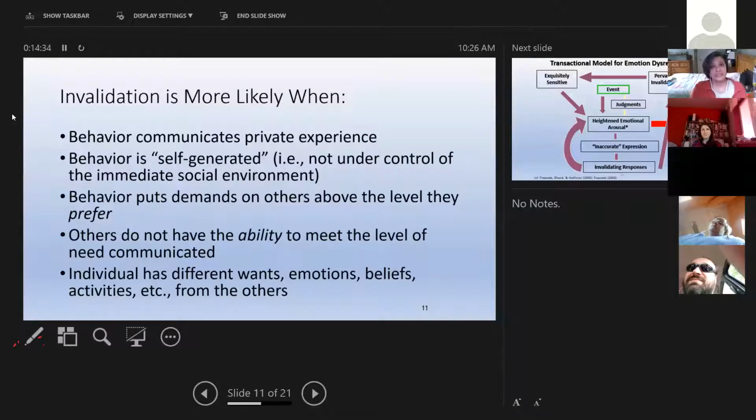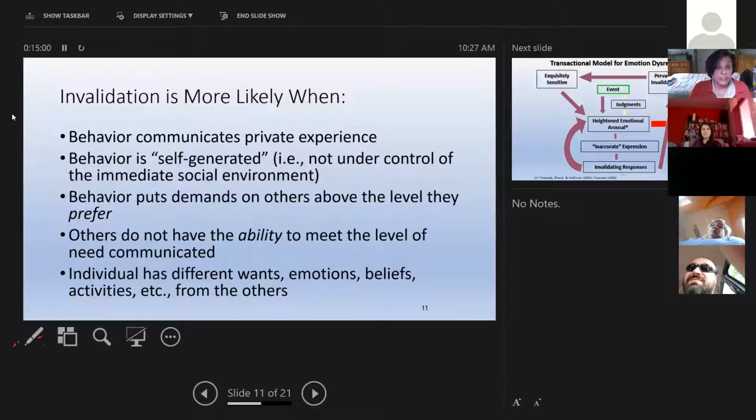Now, the thing is, invalidation is much more likely when, as I've mentioned before, it communicates a private experience, an emotion, a desire, right? Those behaviors, there's no way for us on the outside as adults guiding these children to know exactly what they're going through. It's also more likely when the behavior is self-generated. In other words, it's coming from themselves.